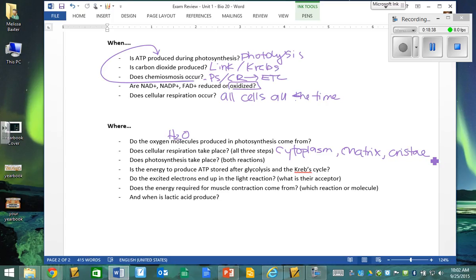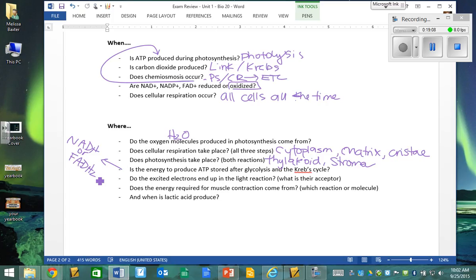Where does photosynthesis take place? Both reactions. It would be thylakoid membranes for the first part, stroma for the second part. Where is the energy to produce ATP stored after glycolysis in the Krebs cycle? In NADH or FADH2, because they're going to bring the hydrogens that will do chemiosmosis.